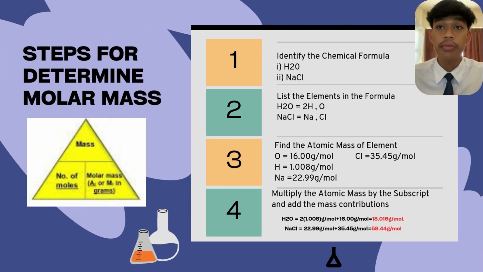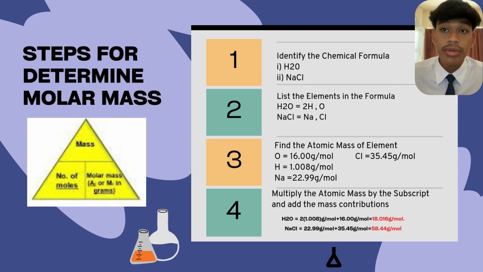Steps to determine molar mass. I will show you guys step by step on how to determine molar mass. The first thing first, we must identify the chemical formula. As the question given, H2O and NaCl. The second step is to list the elements in the formula. H2O equals 2H and O, and NaCl equals Na and Cl. We must split all the elements into single atoms.